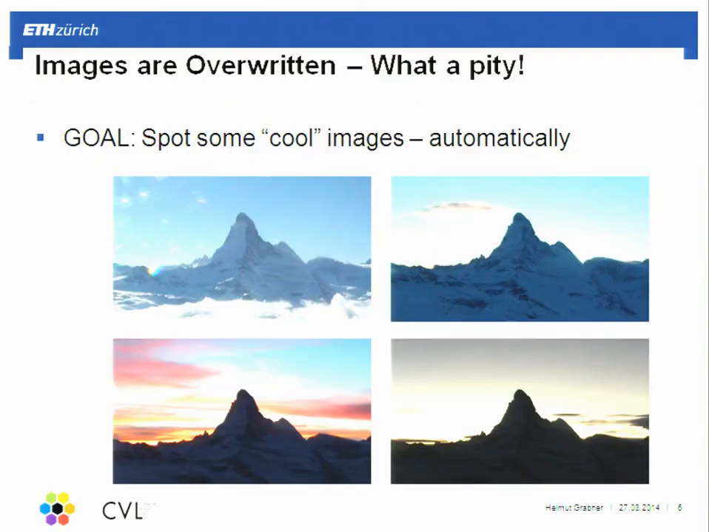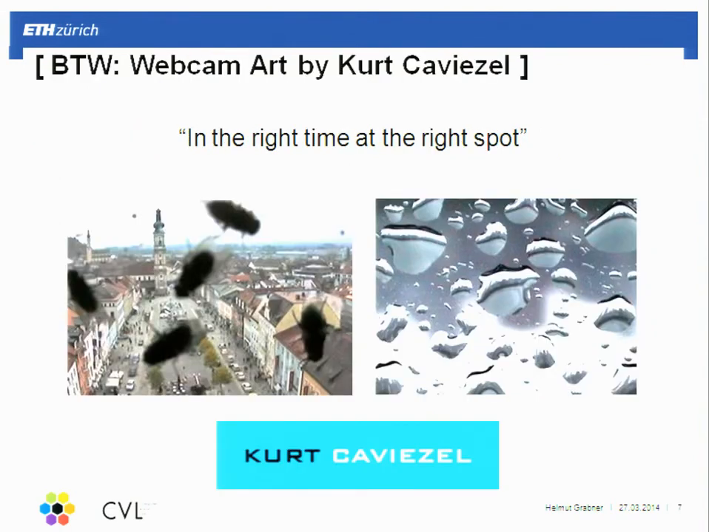And what's the goal? What we set up here is, given such a sequence, or given many of those sequences, we want to automatically spot some cool images from the world, like special cloud formations, sunsets, sun rays, and so on. That's the task. By the way, there's an artist here in Zürich, nearby, and he earns his living by manually checking webcams all around the world and spotting some special images. His slogan is: in the right time, at the right spot, take the image and sell it.